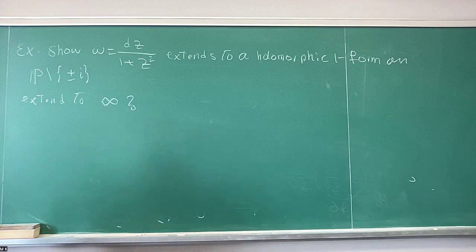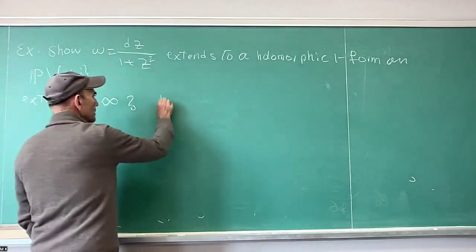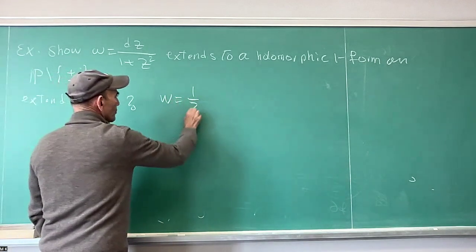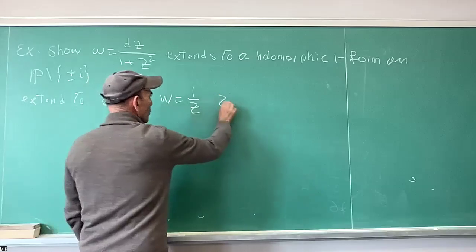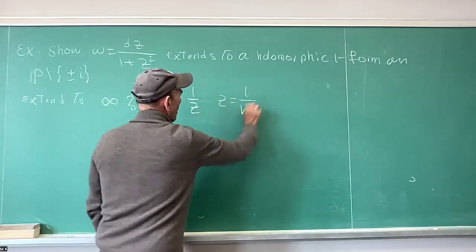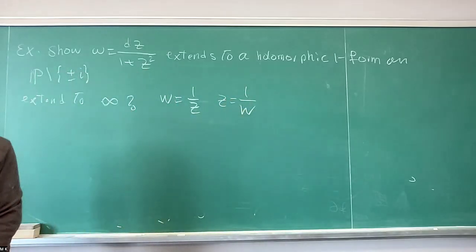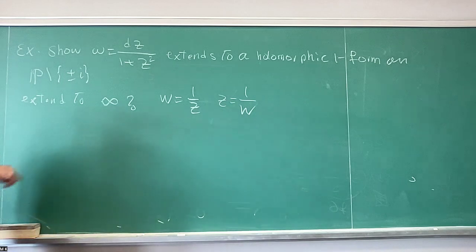We make a change of coordinates. Yes, exactly. So let W be equal to 1 over Z, right? Or Z equal to 1 over W. So let's see. So in other words, we bring infinity near 0 and then see what happens near 0 and then study the form over there. Maybe extendable, maybe not, right?